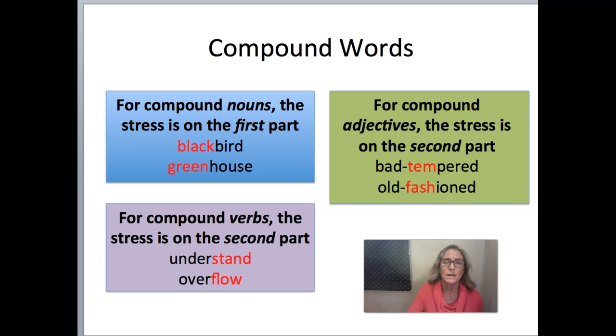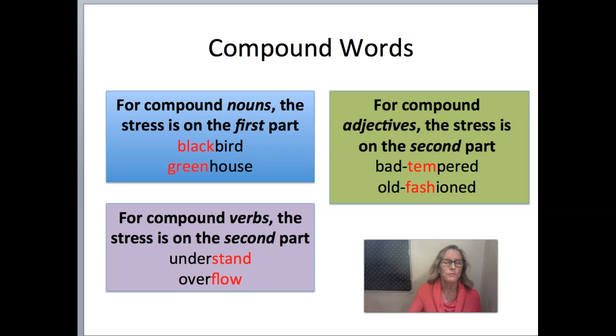So let's practice. Blackbird, blackbird. Greenhouse, greenhouse. For the compound verbs, it's similar to the two-syllable verbs. It's on the second part. Understand, understand. Overflow, overflow. For compound adjectives, the stress is on the second part. So bad-tempered, bad-tempered. Old-fashioned, old-fashioned. That one's going to be a little bit more complicated, but you get the drift.